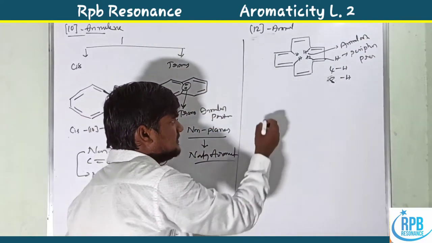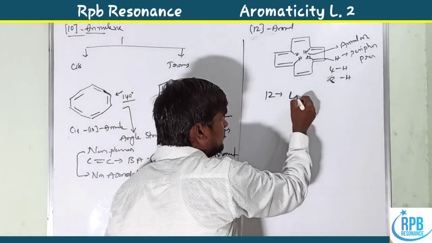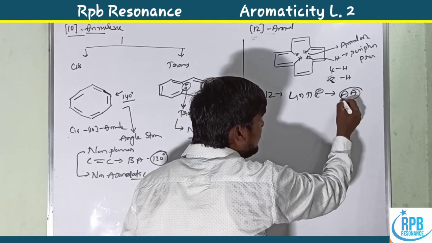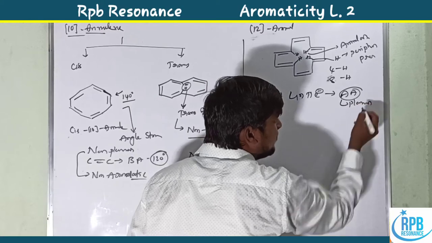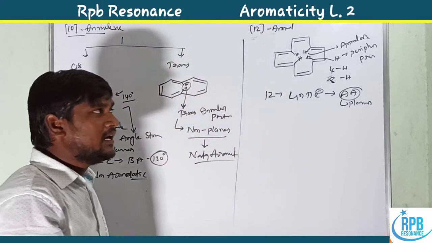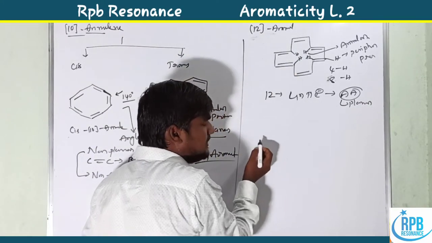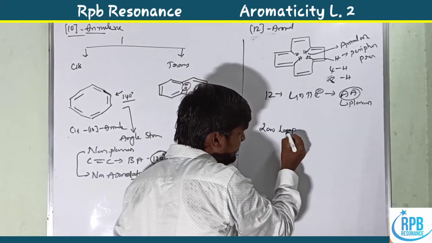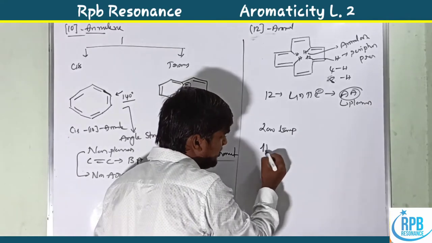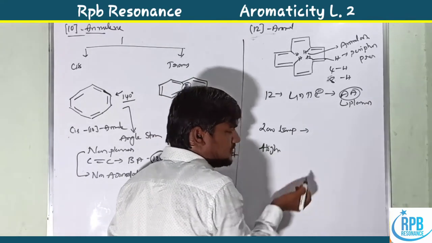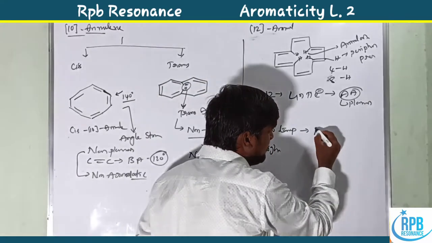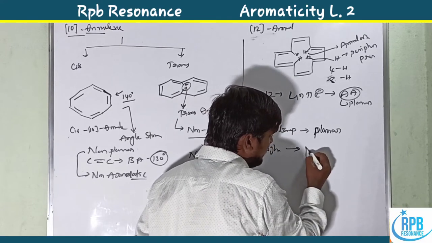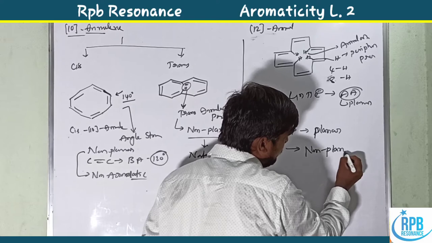So 12 electrons means it follows a 4n pi electron system. 4n pi electron means it is anti-aromatic when it is planar. It must be planar for that to be possible. Now in case of 12 annulenes, temperature is the main criterion. At low temperature, it acts as a planar moiety. At high temperature, it is non-planar.